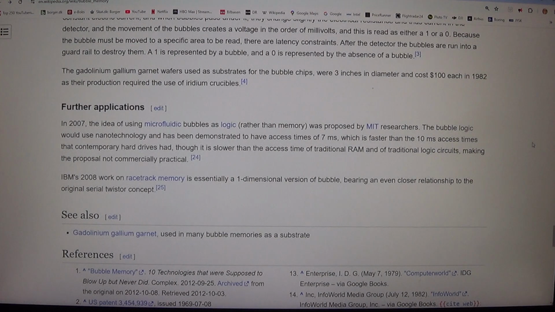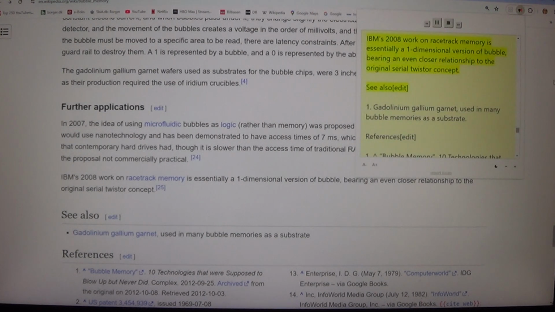IBM's 2008 work on racetrack memory is essentially a one-dimensional version of bubble, bearing an even closer relationship to the original serial twister concept. See also: gadolinium barium garnet, used in many bubble memories as a substrate. References.